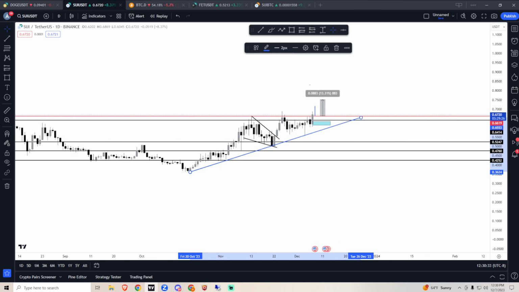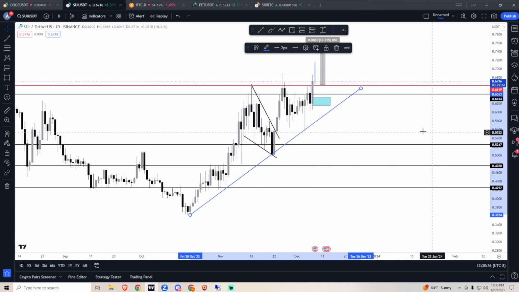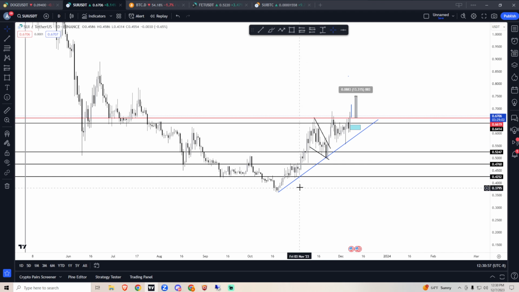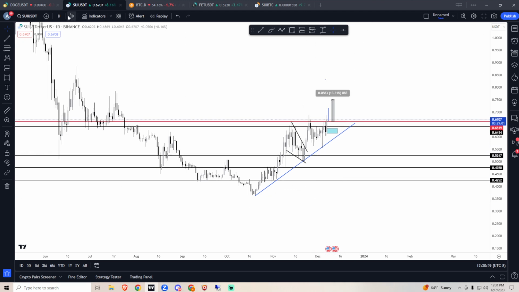I don't know how long it'll take, but let's say we just hover here. Right? 1, 2, 3. This is still holding the uptrend. We've actually broken market structure to the upside. This was the last lower high. We broke it. We made a higher low. We broke market structure to the upside.